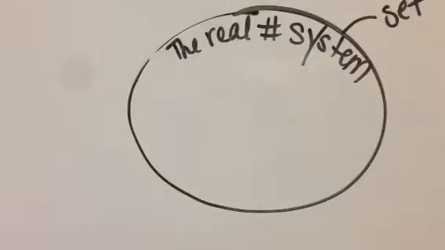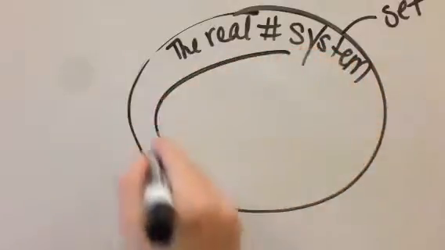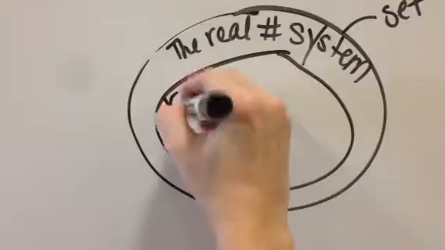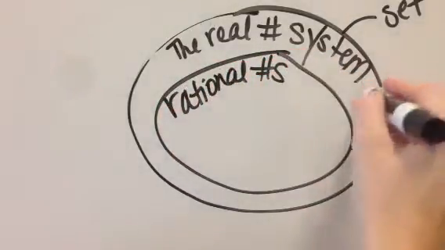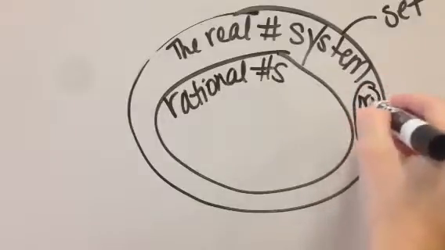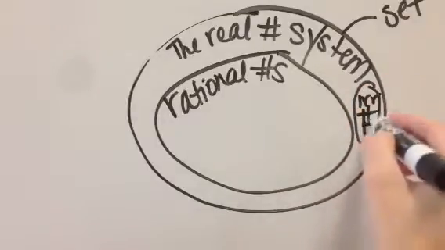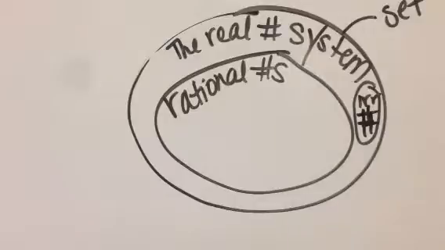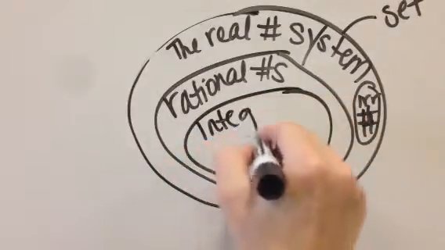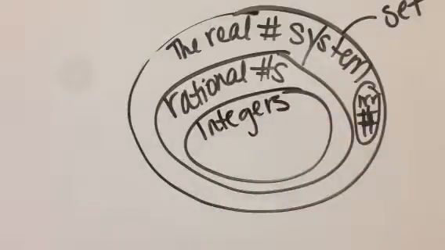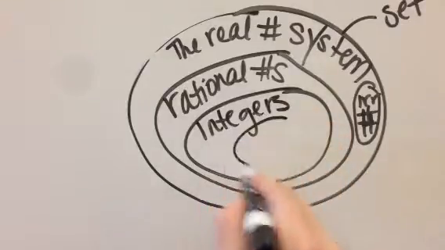Okay, so within the set of real numbers, we have different categories. The first category is going to be rational numbers. There's also another little category over here for irrational numbers, but we are not getting into it in this class, so don't worry about it. Within the set of rational numbers, we have integers. And within the set of integers, we have whole numbers.